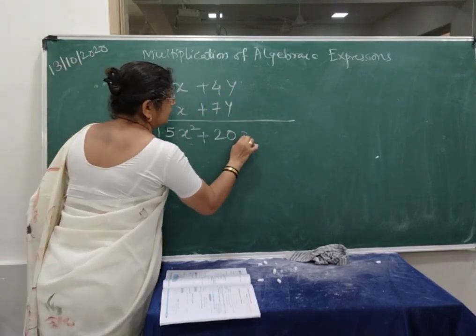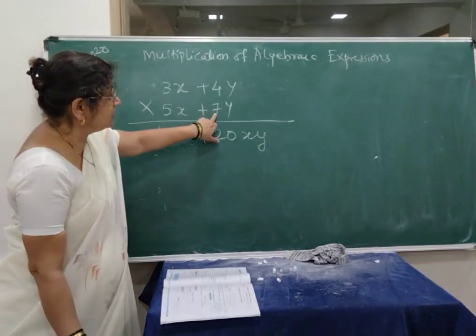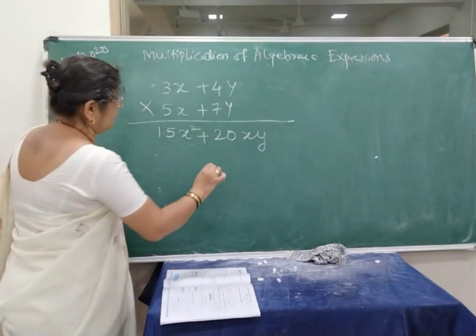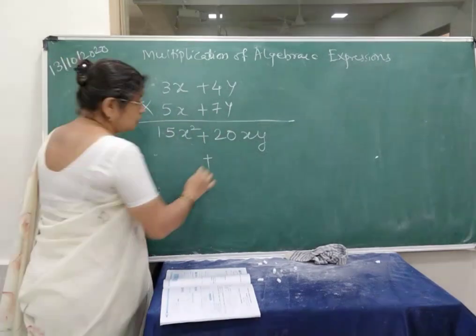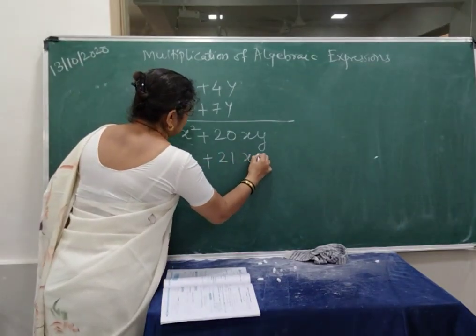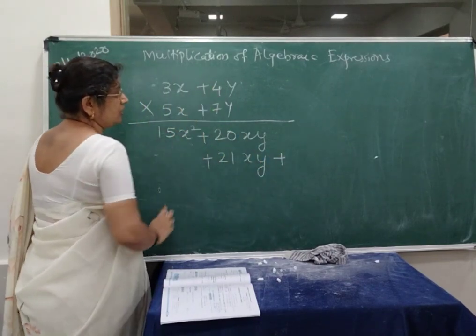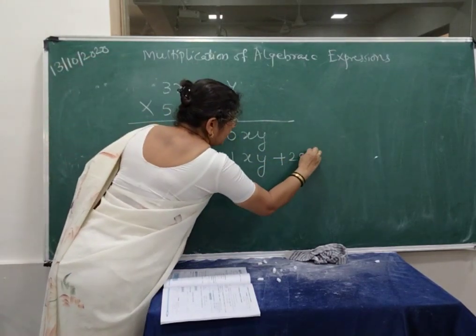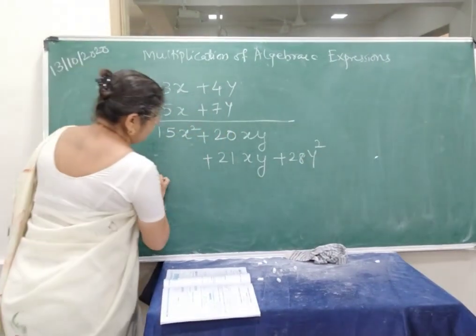X into y, so xy. Now I am multiplying with 7y. When I am multiplying with 7y, I will write it over here. 7 3s are 21xy, plus, what I will do? 7 4s are 28, y into y, y square. Okay, then we will add it.